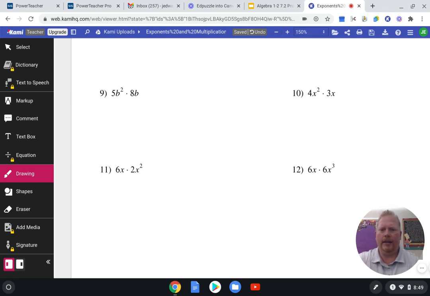All right, number 9. I'm going to multiply the coefficients. So 5 times 8 is 40. B to the second and B to the first makes B to the third. Now I'm hoping that you guys are finding this easy, and I want you to be able to blow through examples real quickly. So number 11, 6 times 2 is 12. X to the first, x to the second makes x to the third.